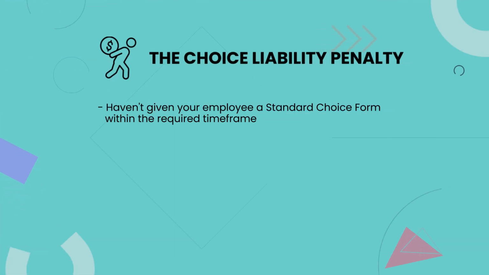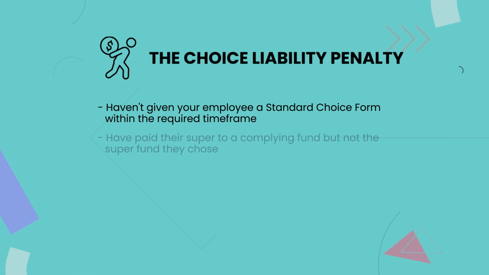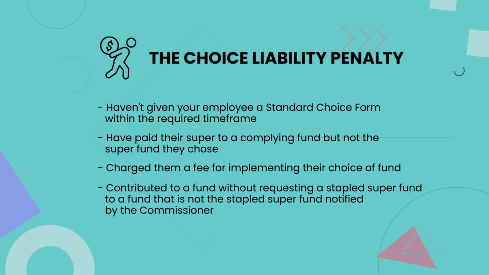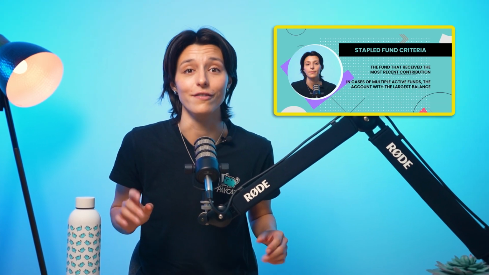The choice liability penalty will apply if you don't comply with your choice of fund requirements. For example, if you haven't given your employee a standard choice form within the required timeframe, have paid their super to a complying fund but not the super fund they chose, charged them a fee for implementing their choice of fund, or contributed to a fund without requesting a stapled super fund to a fund that is not the stapled super fund notified by the Commissioner. If you're not familiar with these obligations, make sure to check out part 4 of this series.